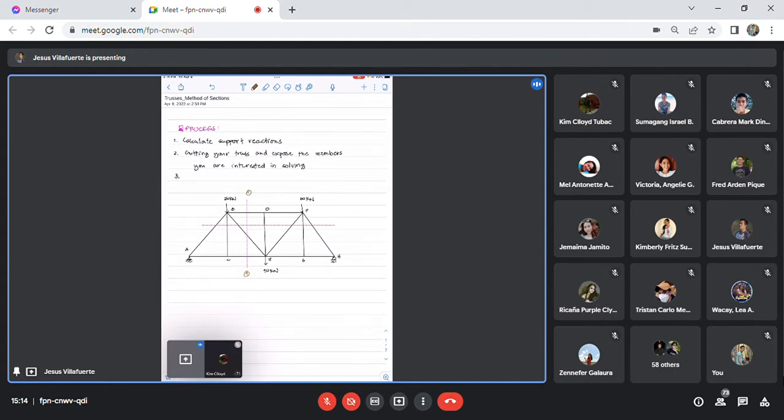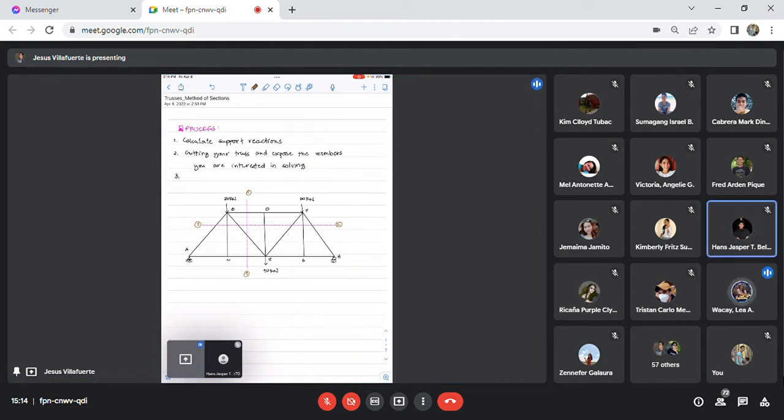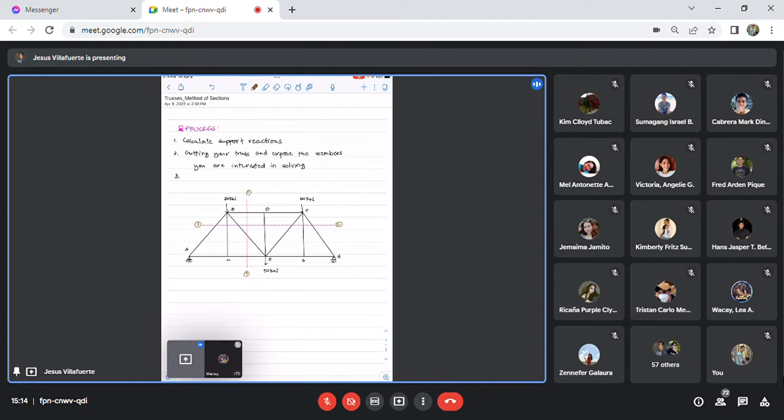But if we cut it horizontally, just like for this one, we have 1, 2, 3, 4, 5, 6, 7 unknown members. We have AB, AC, BC. So many unknowns. Although this is possible, it's just that it is harder to compute because you have so many unknowns to deal with. Okay?